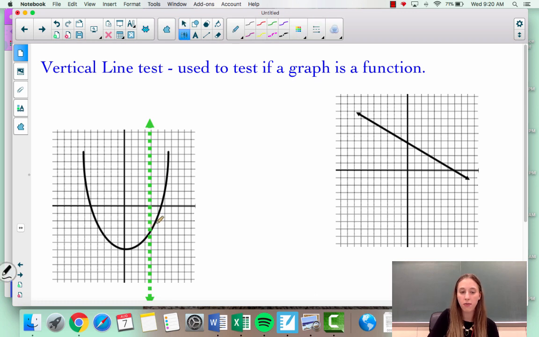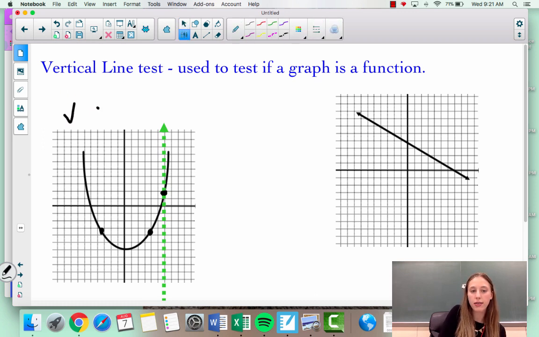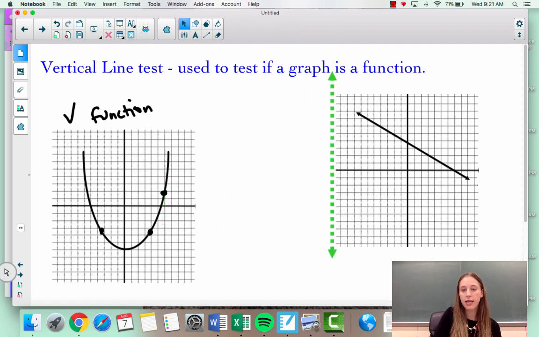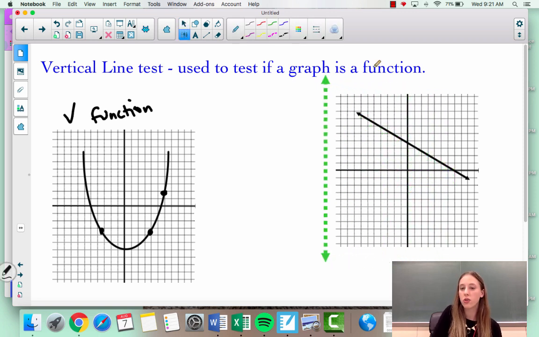everywhere. So notice my vertical line hits my graph once here. But if I drag my line somewhere else, it still only hits once here. So the line only ever hits the graph one time at a time. So there's my line. That would mean that this passes. So it is a function. It passes the vertical line test. Same with this line over here. If I drag my vertical line anywhere on that graph, I only ever hit one point at a time. So this would also be a function.